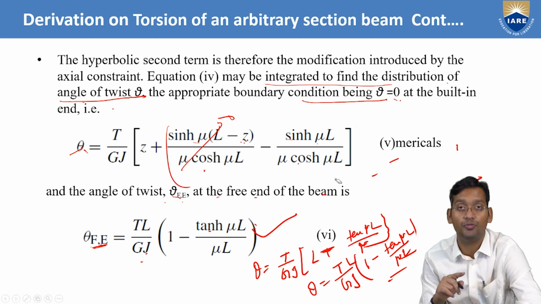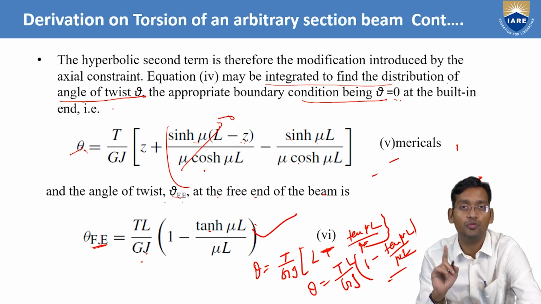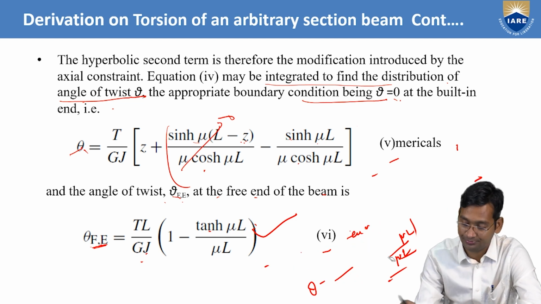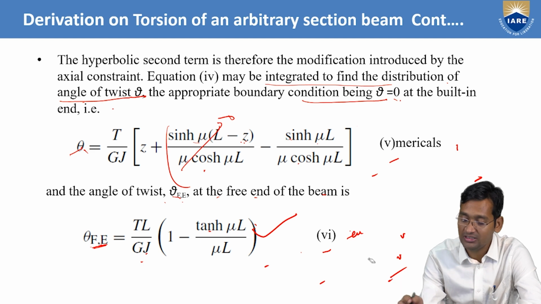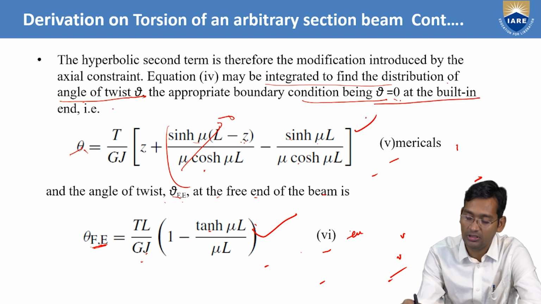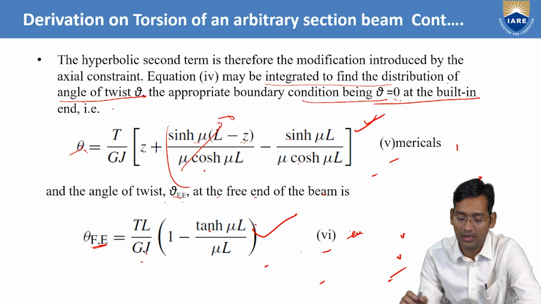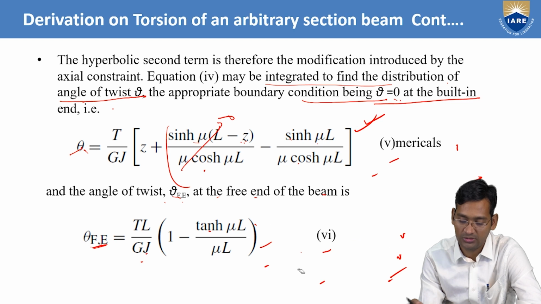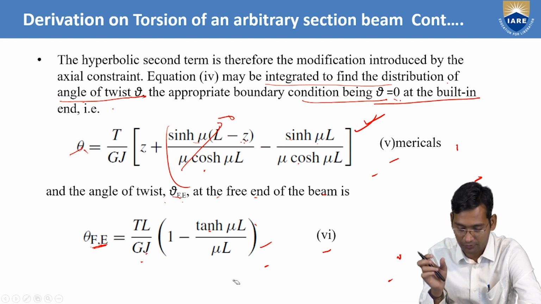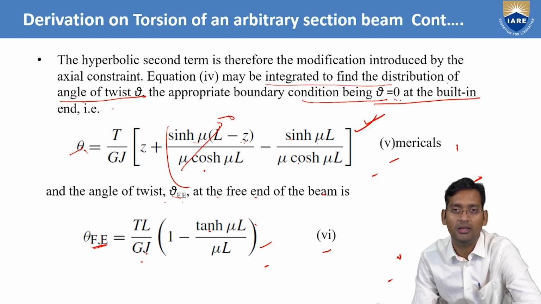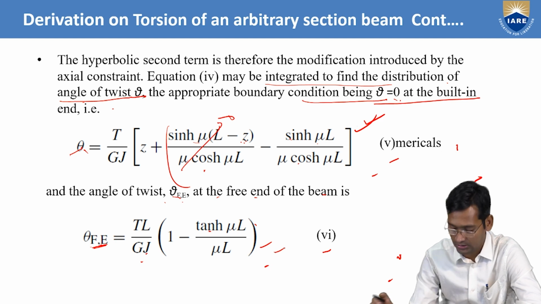So just see the difference. Rate of twist is d theta by dz. Angle of twist is theta. And angle of twist at the free end. Okay, so this is angle of twist at built-in. So this formula is at the built-in condition, and this is for what? At the free end. So this will be theta at free end equals TL by GJ into 1 minus tan h mu L by mu L at the free end condition.